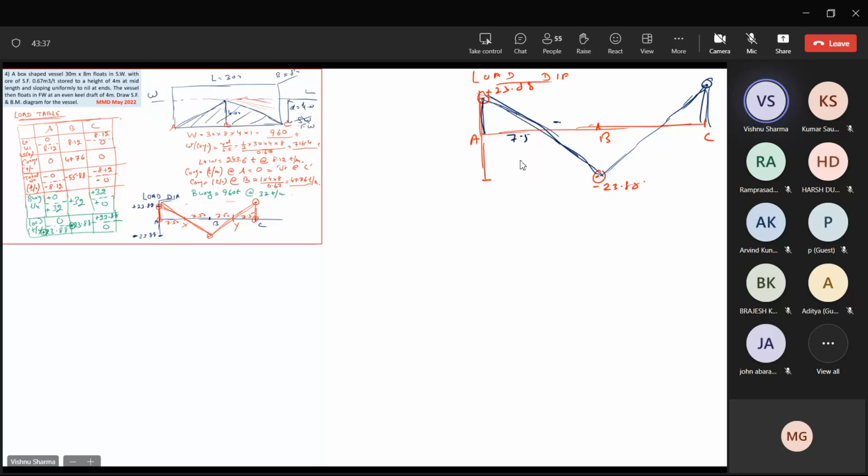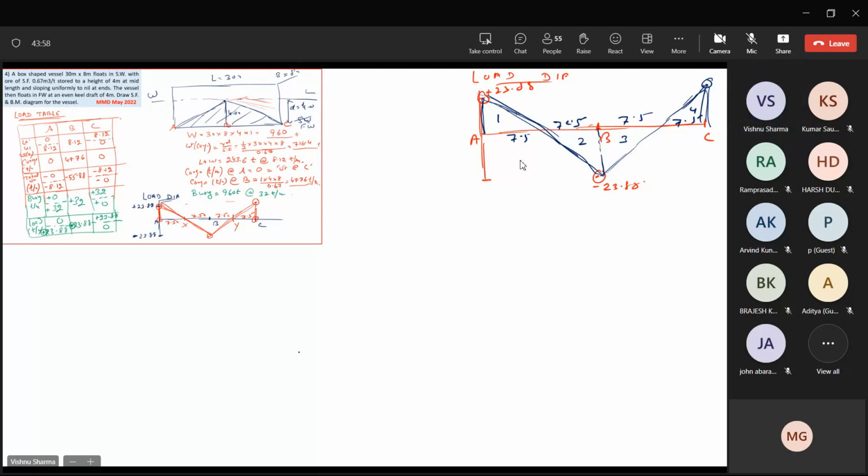Each one of these triangles has a base of 7.5 meters. Now what do you see? My load diagram has 4 triangles: 1, 2, 3, 4. All the 4 triangles are exactly identical.